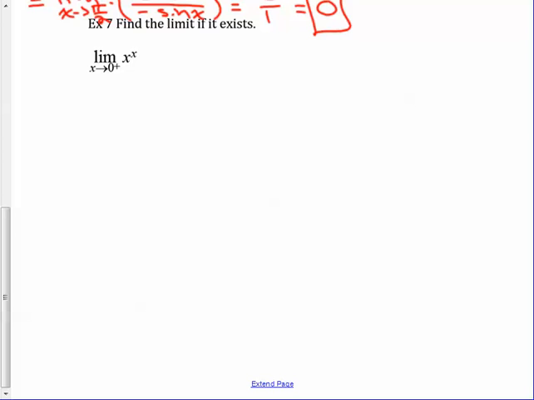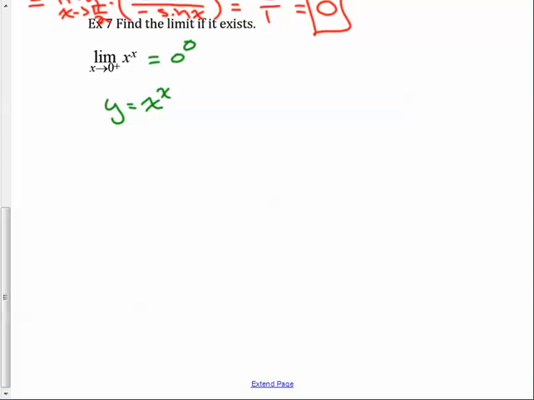Okay, so for the final example, something a little tricky. The limit as x approaches 0 from the positive side of x raised to the power of x. Well, initially when you plug in 0, you get 0 to the power of 0, which isn't 1, and it's not 0. It's indeterminate. So I have an indeterminate form, but not one that I can use L'Hopital's rule with. So I have to do a little bit of manipulation to make it look like something that I can use L'Hopital's rule for.